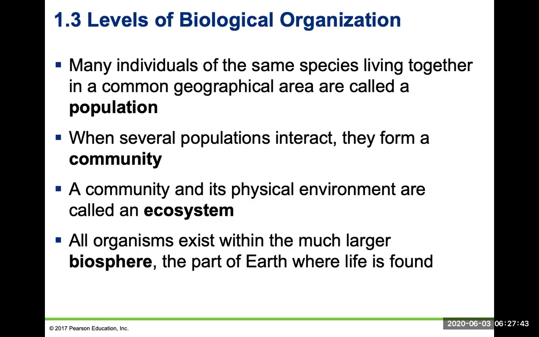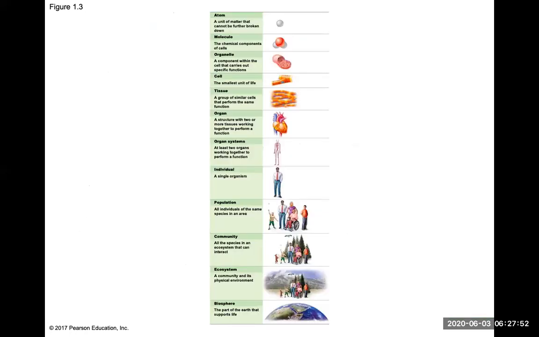All organisms that exist here on Earth live in the biosphere, and that's the part of Earth where life is found. So here are these levels of organization. You should know this general order, starting from an atom and working our way all the way up through organ system, individual, to the biosphere.